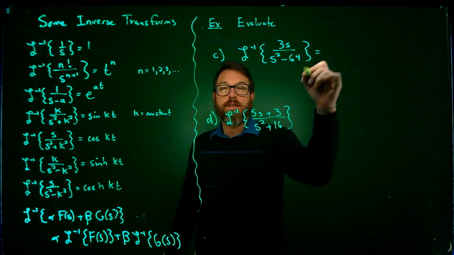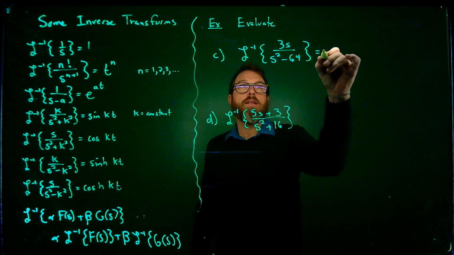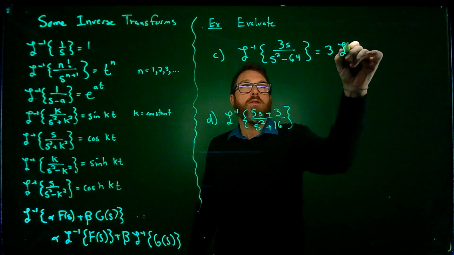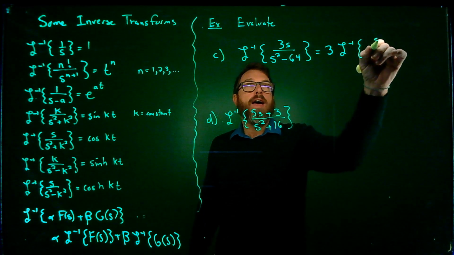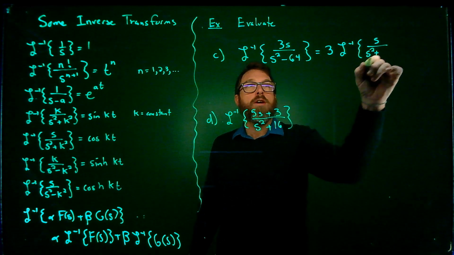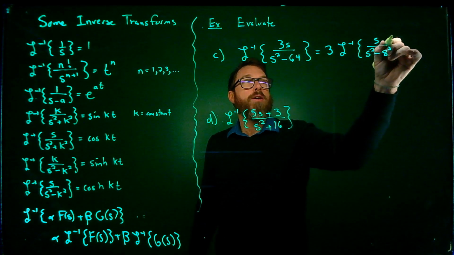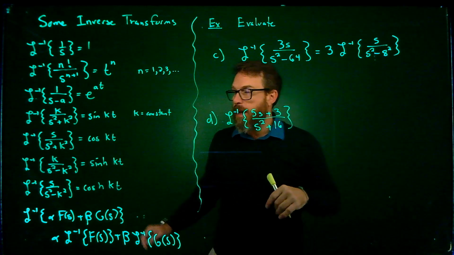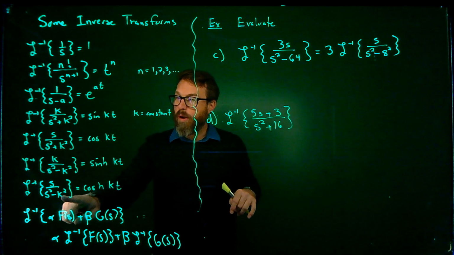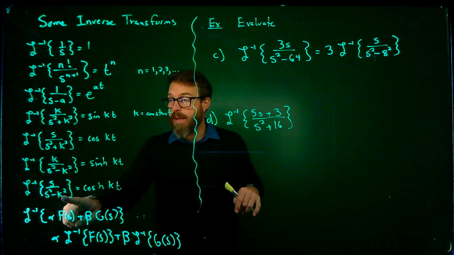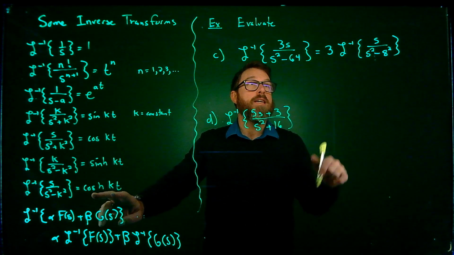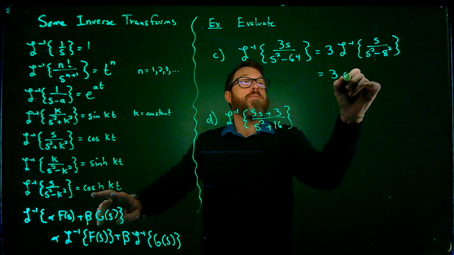So we know that since this thing's linear, I can pull out that constant. This is going to be 3 times the Laplace inverse of s all over s squared minus 64. Now 64 is 8 squared, so we know that it's of this form where k is 8. So this is going to be the cosh of 8t, or 3 times that.